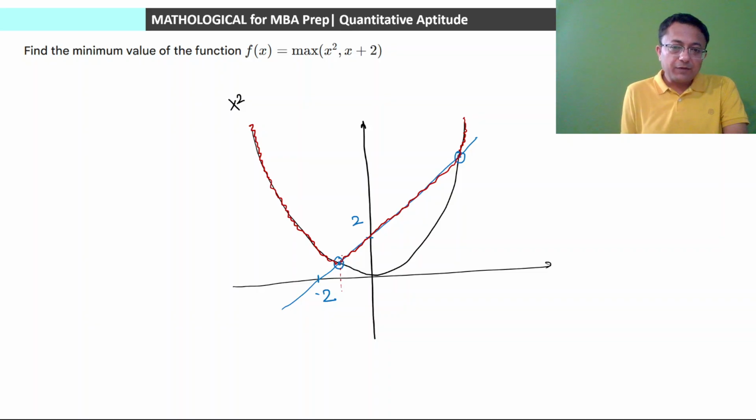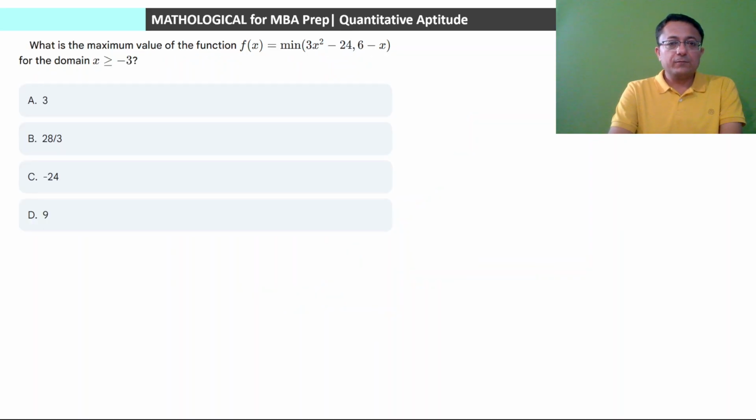So clearly minimum value is being obtained at this point. This is the minimum value. Of course, this is not the maximum value. Maximum value will be tending towards plus infinity. But minimum value will be definitely at the first intersection point. And to solve that, we need to equate these two, x square and x plus 2. Is this perfectly clear? Okay, let us move to the next question now.